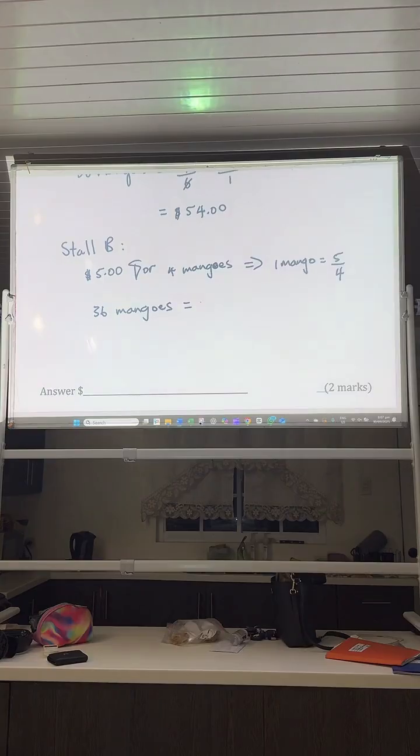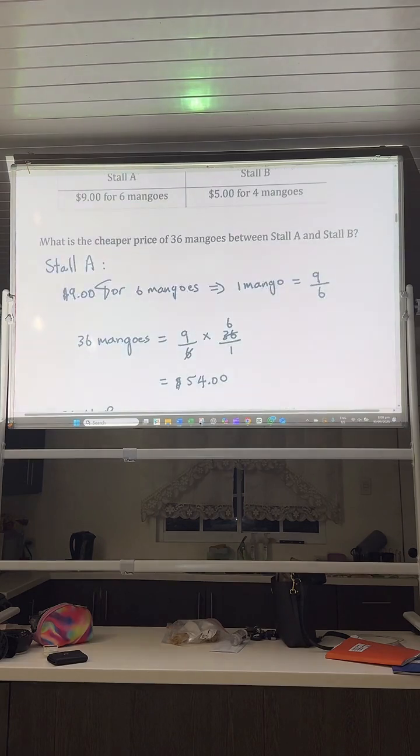would be equal to 5 over 4, which represents 1 mango, multiplied by our 36 over 1. 4 into 36 would be 9, and 5 multiplied by 9 would give me 45. So the question specifically said, what is the cheaper price?